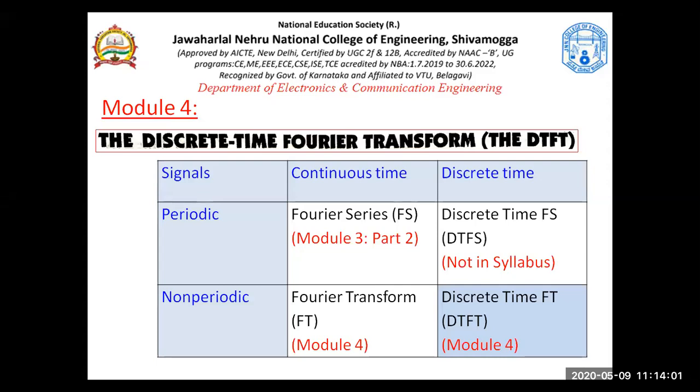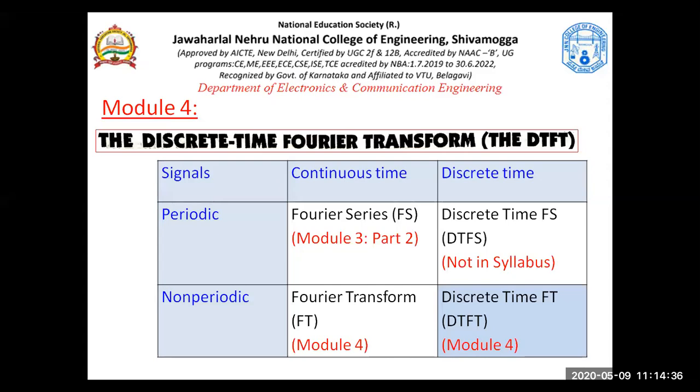Module 3 is now finished with the Fourier series. Fourier series is for continuous time periodic signals, and for discrete time periodic signals it is the discrete time Fourier series, which is not in the syllabus. So we have not dealt with the discrete time Fourier series. We have dealt only with the continuous time Fourier series. Understand? Now we are switching to the fourth module.